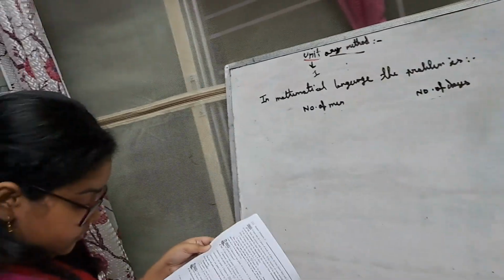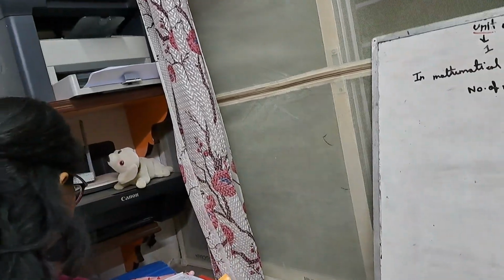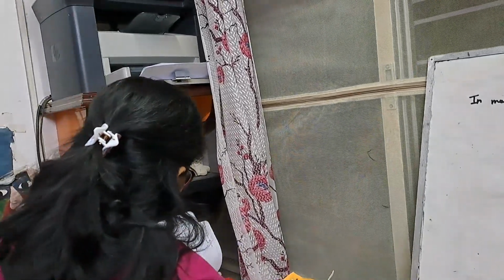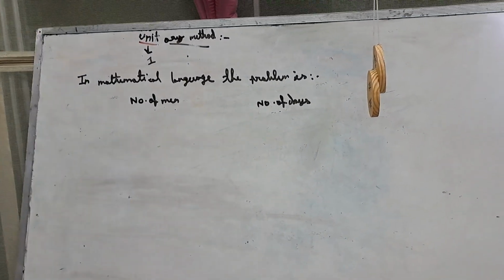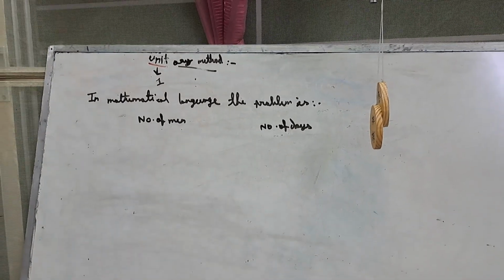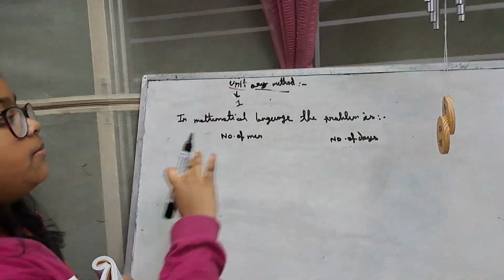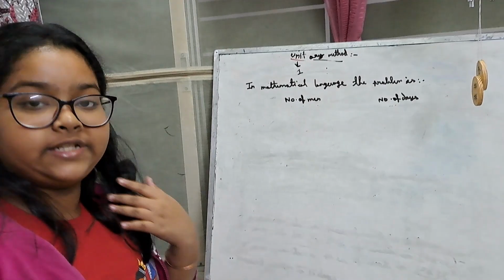Okay, so we will do some problem with food. Now we will see how many food are there. So, number of men and number of days.